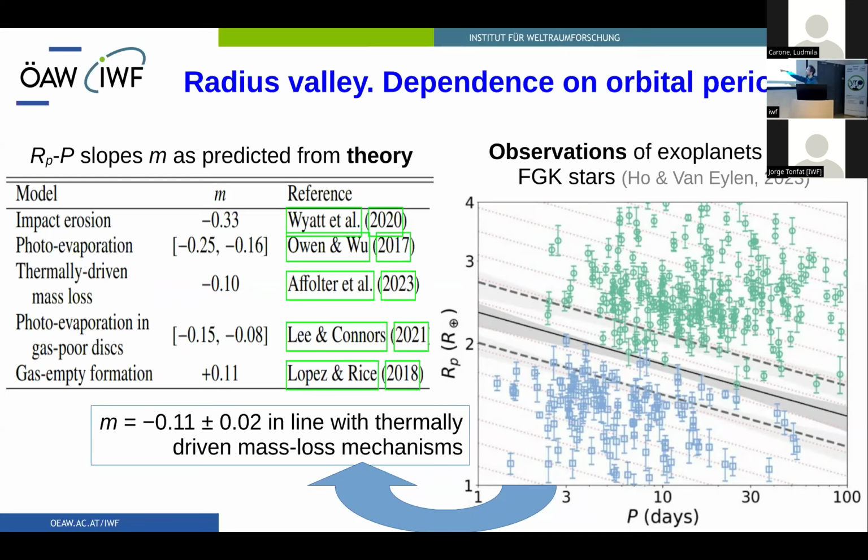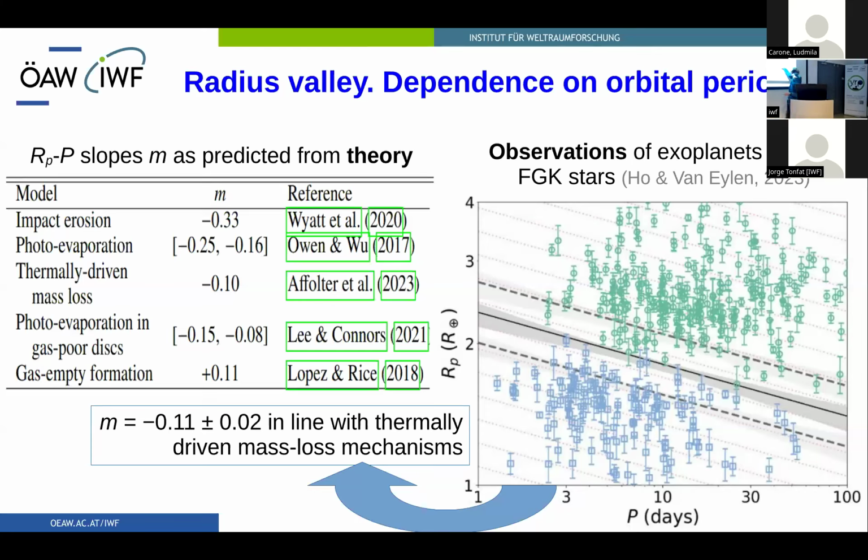So basically this plus 0.11 slope is just the upper limit that the bare rocky core can reach as a function of the orbital period. There was a work in 2023, among others, that focused its attention on FGK stars, by Owen and Nellen. Here they plotted the radius versus the orbital period. Actually, they found a negative slope in the valley.